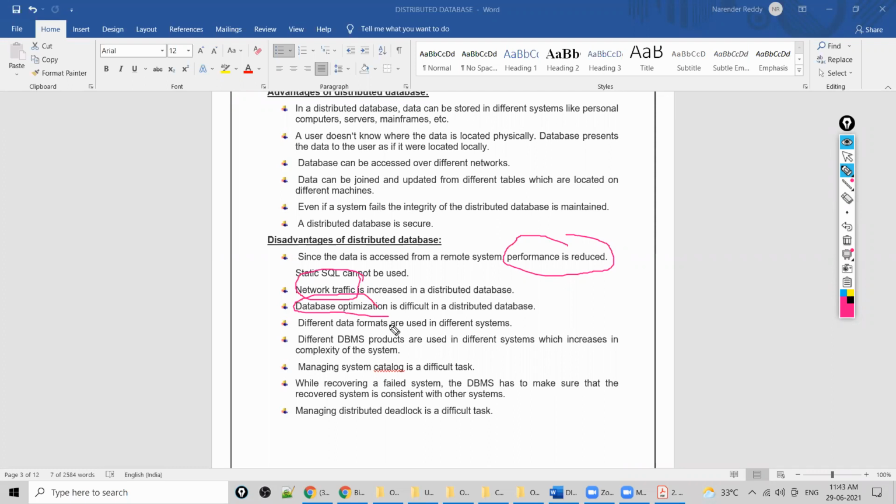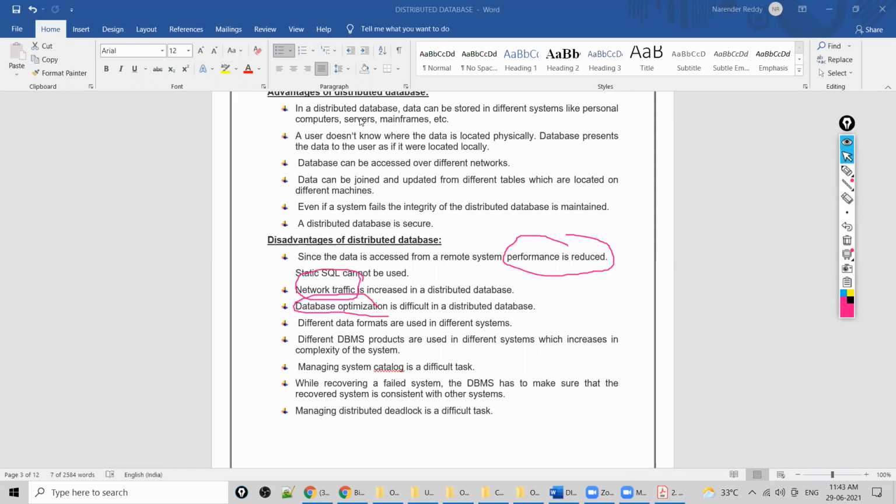Next, fifth one, different DBMS products we can use. That one, complexity. Next, we cannot handle deadlocks. We cannot handle what, madam? Deadlocks. Enough. You can remember this. These points are enough, madam.